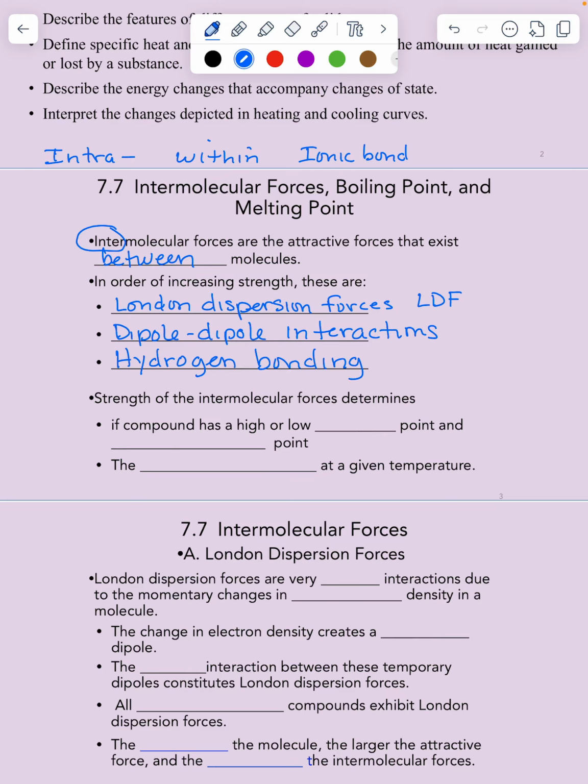And so the strength of intermolecular forces determines if compounds have a higher or lower melting and boiling points. It also helps determine the phase of matter at a given temperature, whether it's a solid, a liquid, or a gas. This all has to do with intermolecular forces. Intermolecular forces are often abbreviated IMFs.